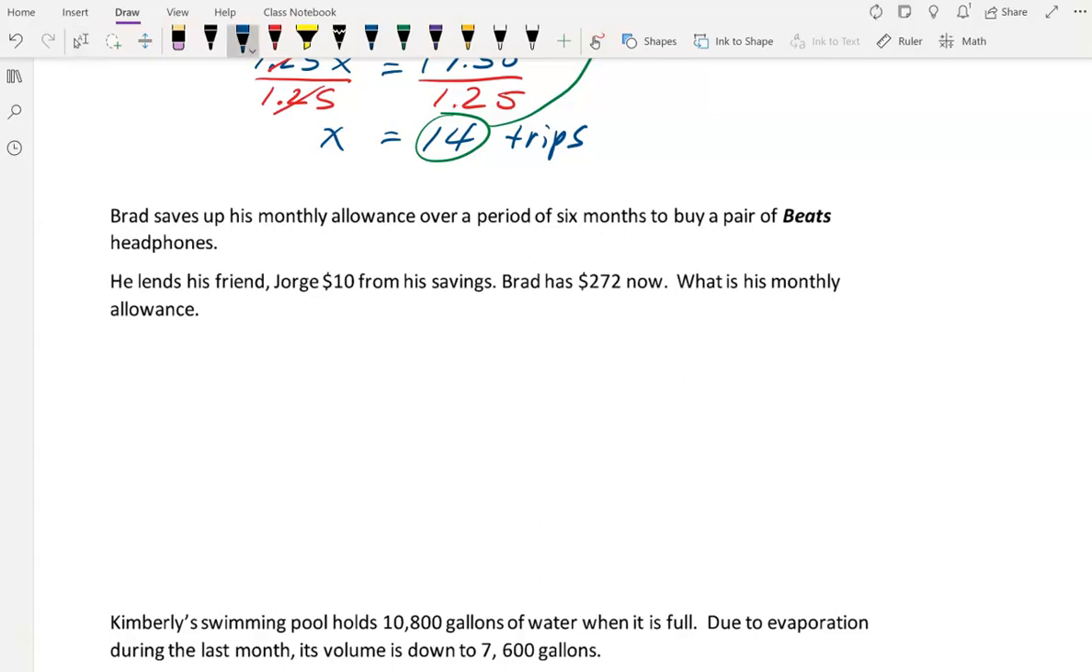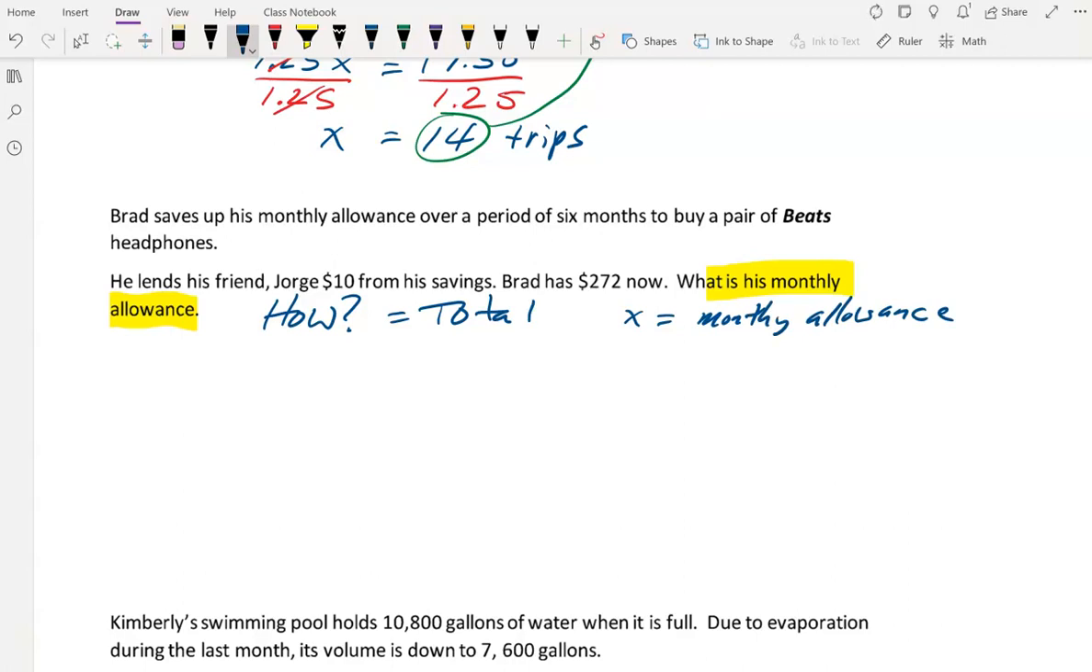Okay, again, what's our total? And how did we get there? Okay, and what's our variable going to be? The variable x, what will it represent? His monthly allowance. That's the thing we're looking for. So x represents the monthly allowance amount.